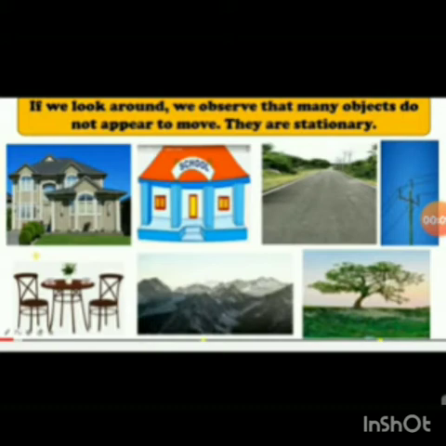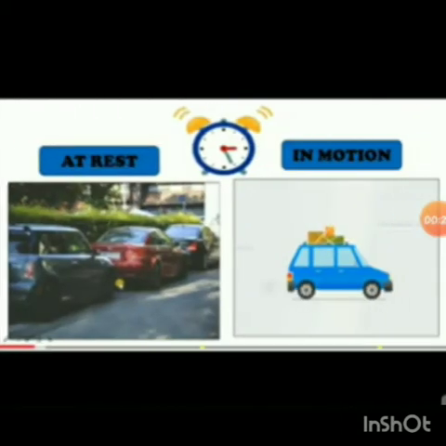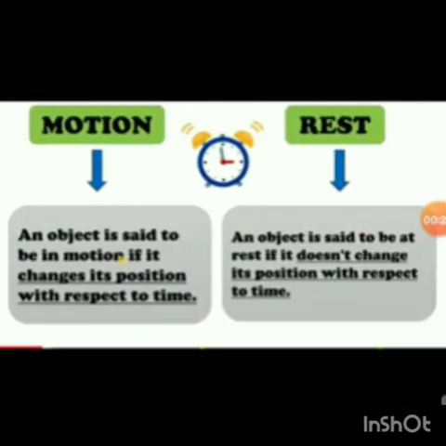If we look around, we observe that many objects do not appear to move. They are stationary. So can you see your house? It cannot move. So they are stationary. They are stable at one place. A car changes its position with time. So can you see a car at rest and in motion? So let us see what is motion.